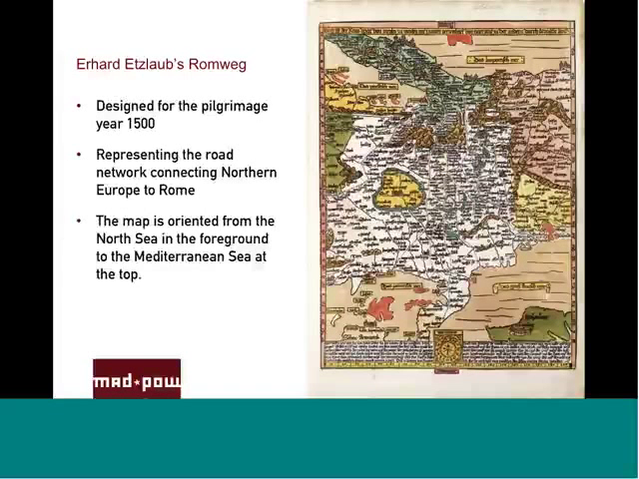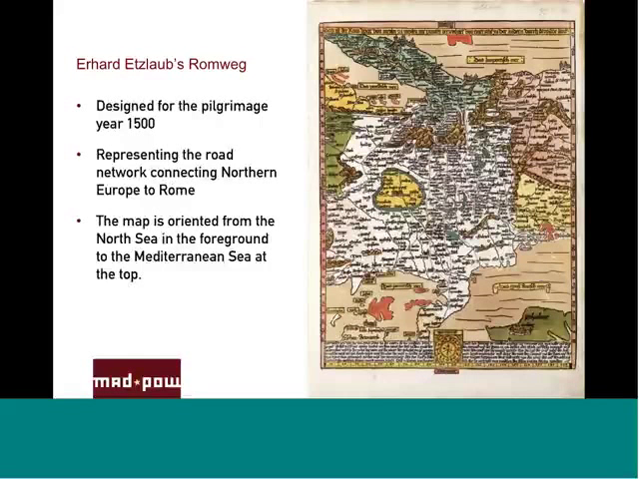The second example, the Romweg, was designed for a specific event. In the year 1500, as in the year 2000, many people decided that they wanted to go to Rome. It was a big pilgrimage year. And Erzlab was an instrument maker. He made different types of navigational instruments. He lived in Nuremberg, which is more or less the center of this map.